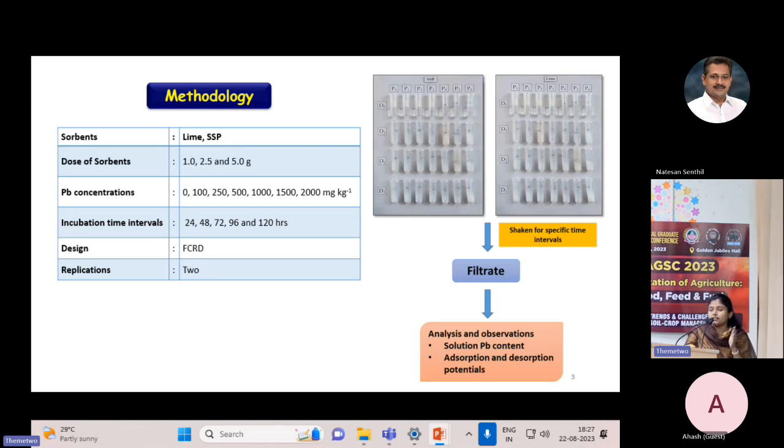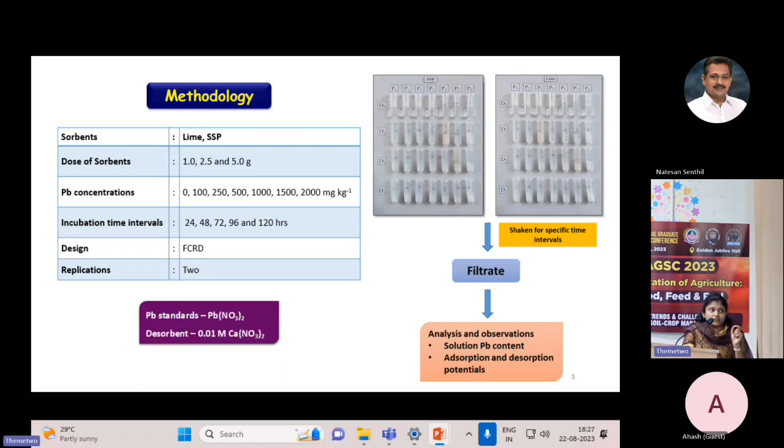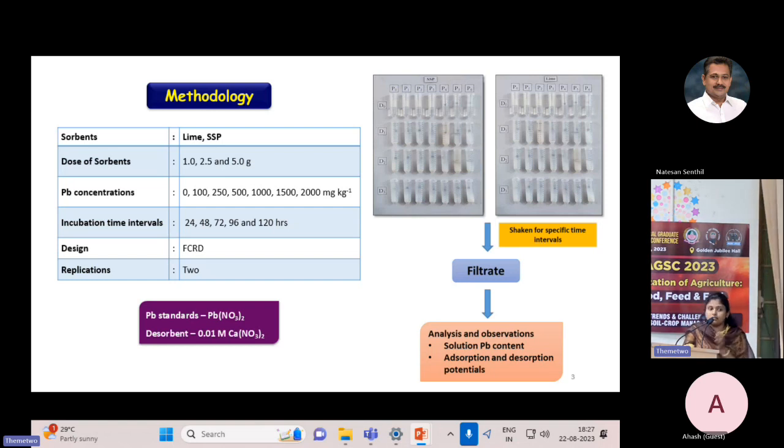For that, I have taken different doses of these chemical sorbents and introduced them into lead solutions of different initial concentrations. They were shaken for different specific time intervals, and the filtrate was taken. From the filtrate, the lead content was studied. And then the same sorbent was studied for its desorption potential by introducing a desorbing agent, which is calcium nitrate, and the desorption potential has also been studied.